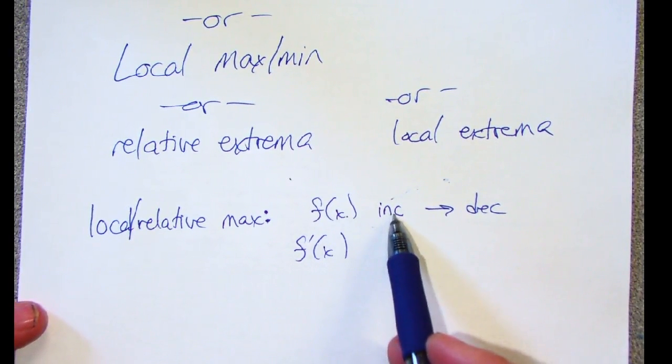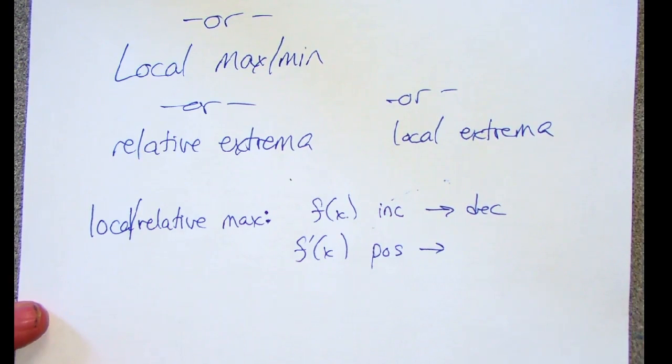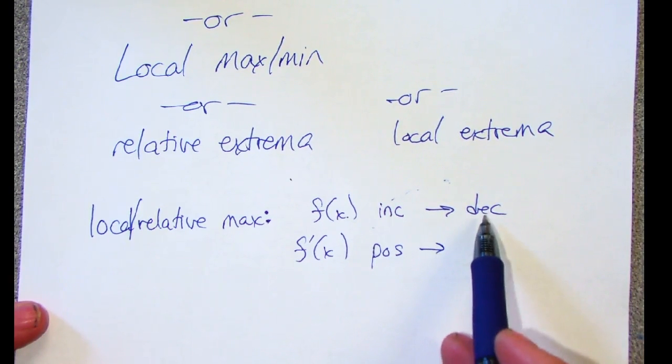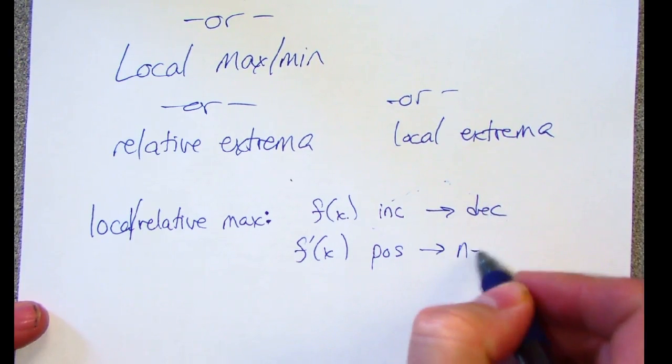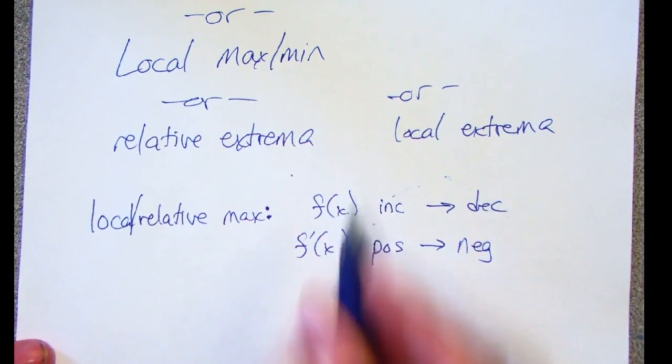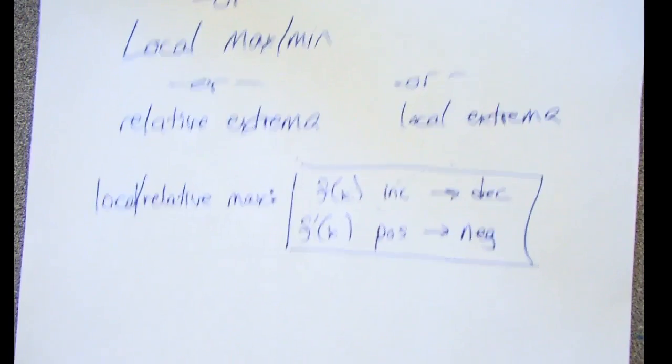If your original graph is increasing, that means it has a positive slope. That means your derivative is positive. If your original graph is decreasing, that means it has a negative slope, and your derivative is negative. So these two are saying the exact same thing. You're going to have to be able to interpret it from either scenario.